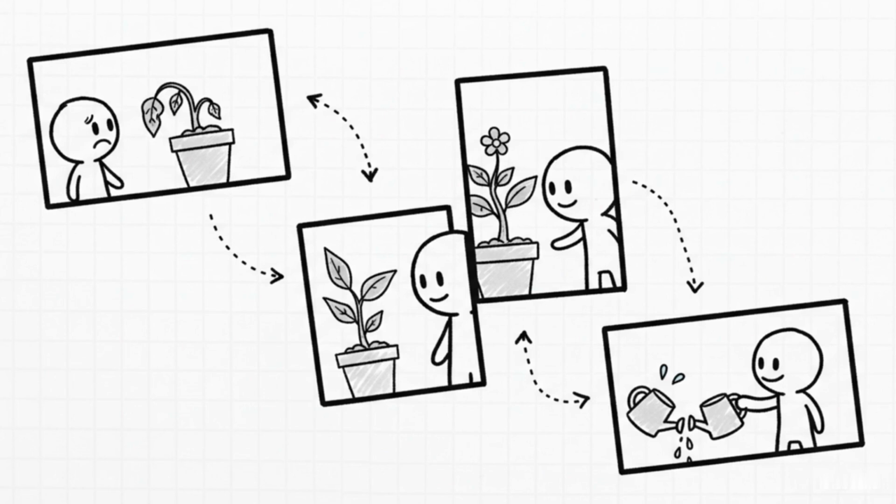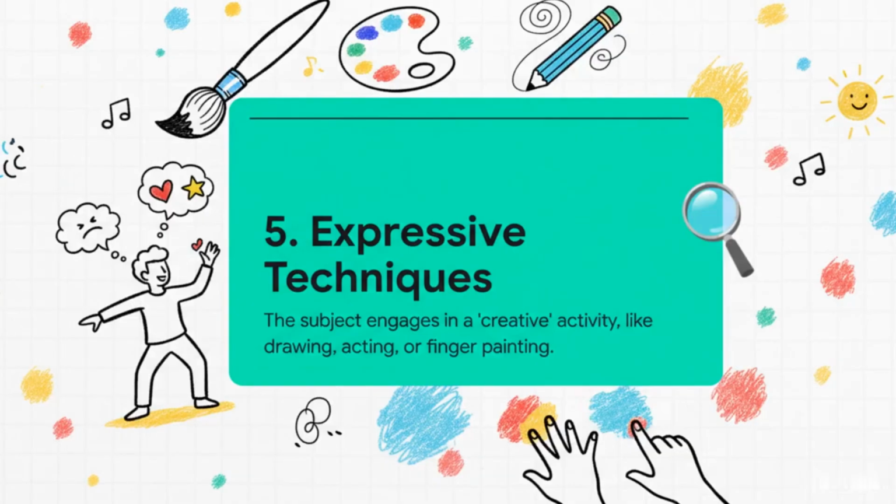And last but not least, number 5 is expressive techniques. This is where we move beyond just words. Here, you're actually asked to create something. Maybe you draw a picture, or paint, or even act something out. The thing you make is seen as a direct expression of your inner world.